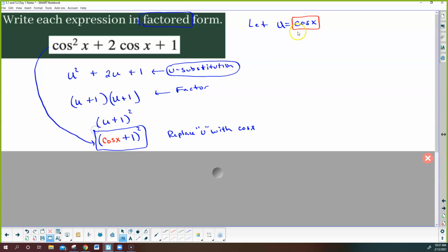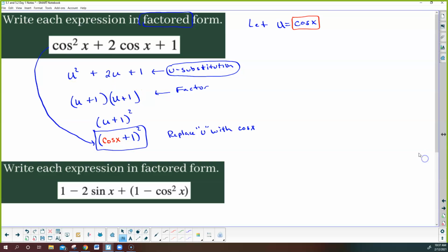Now, I'm not saying you have to do u substitution, because you might be able to see that you can factor out a cosine times a cosine and a 1 and a 1 and get the same thing. This is just a skill that is definitely helpful later on in calculus.